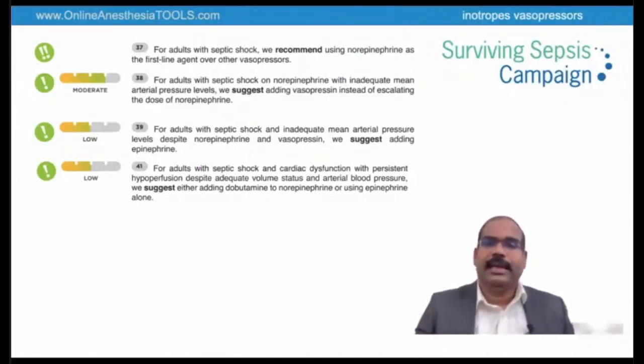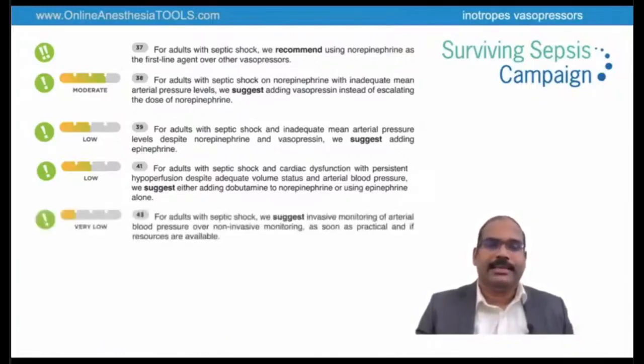Dobutamine is the first-line inotropic agent in septic patients as suggested by the Surviving Sepsis Campaign. Milrinone is recommended only in patients that are chronically beta-blocked or with chronic heart failure whose adrenergic receptors are desensitized.